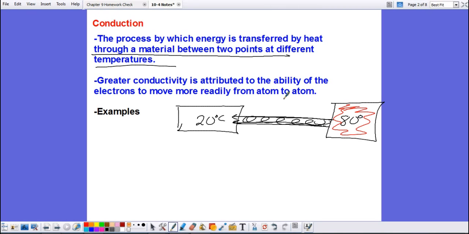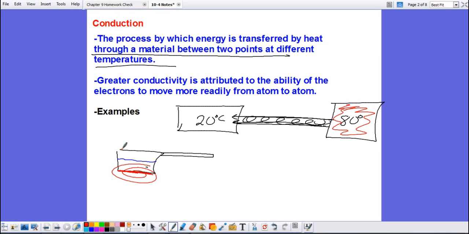Now, some examples. Say you've got a range. That's the stuff on top of your oven where you put your pots and your pans. And you've got a pot of water on top of it. So an example here would be the range is heating up the pot. They're touching. Literally, they are just touching right there. So it's going to heat up. So if you're cooking something in a pan, that's an example of conduction because they are touching.